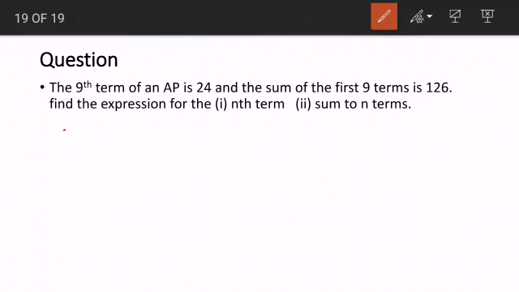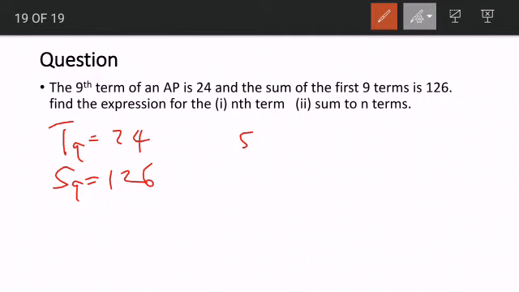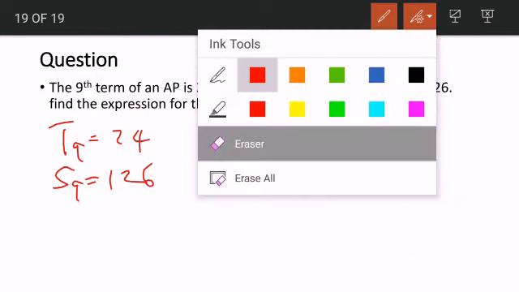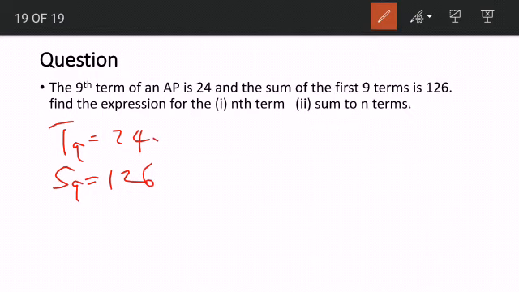It says the 9th term of an AP is 24. So we can write there T9 is equal to 24. And the sum of the first 9 terms is 126. Okay, that's S9 now. We can write here S9 is equal to 126. Okay, so we are asked to find the expression for the nth term and the sum of the nth term. Now you should know that we can't do that except we know the first term and the common difference.